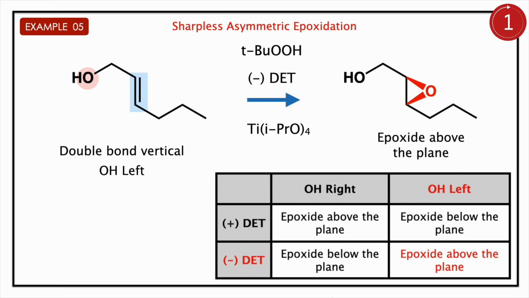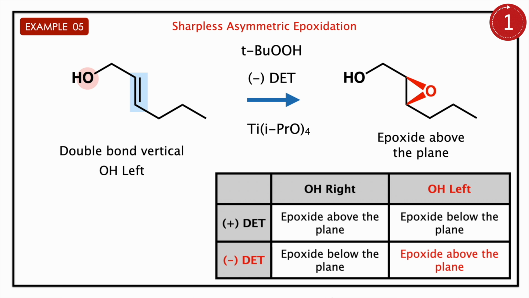First step will be bringing the alkene vertical, OH above. The structure already has the alkene vertical, OH above, which is on the left hand side, and you are using minus DET. If you look at the table, minus DET, OH left hand side means epoxide happens above the plane. So with the solid wedge structure, draw the oxygen on the alkene to make the epoxide above the plane.